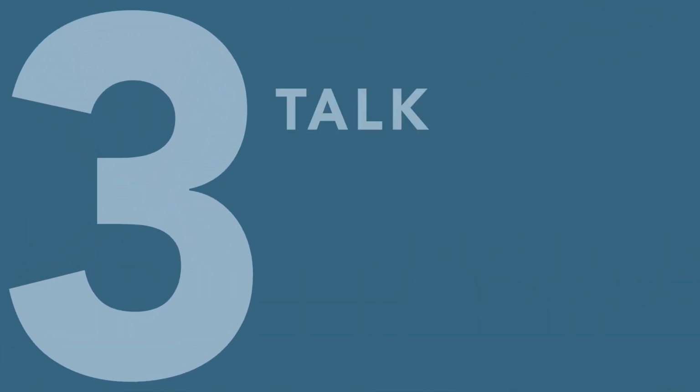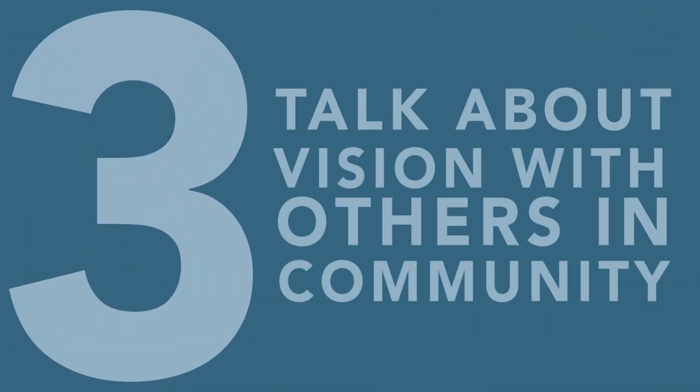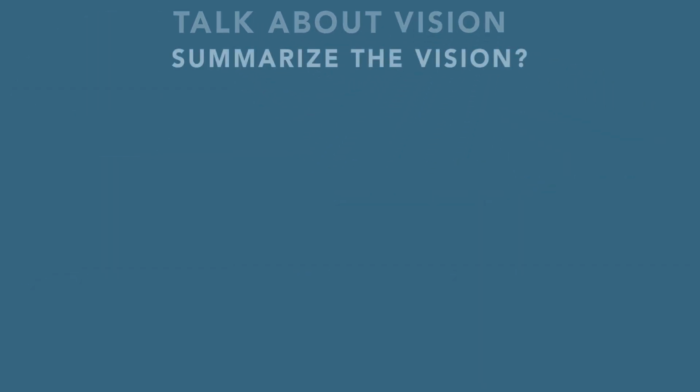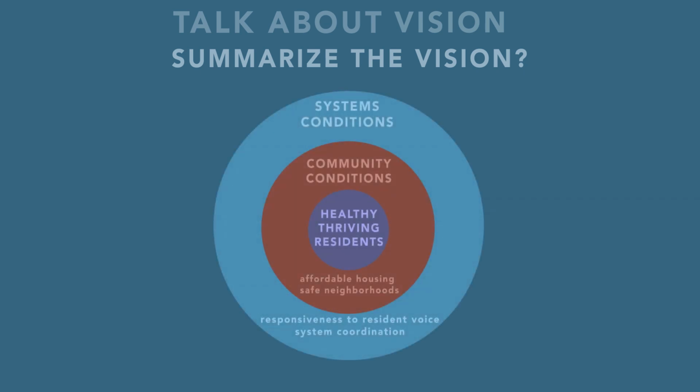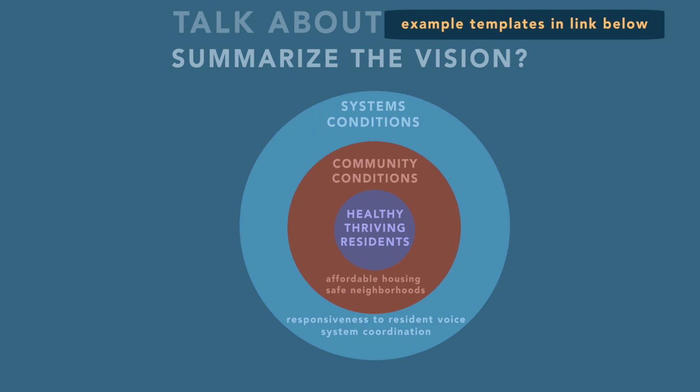The third step is to talk about the vision with others in the community. First, consider how you might summarize the vision to help people understand it. For example, many communities create a visual aid to communicate vision ideas. Click the link for example templates.